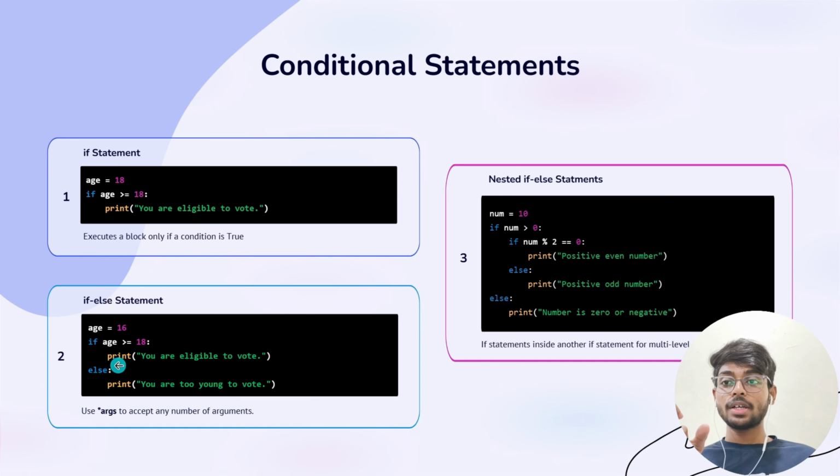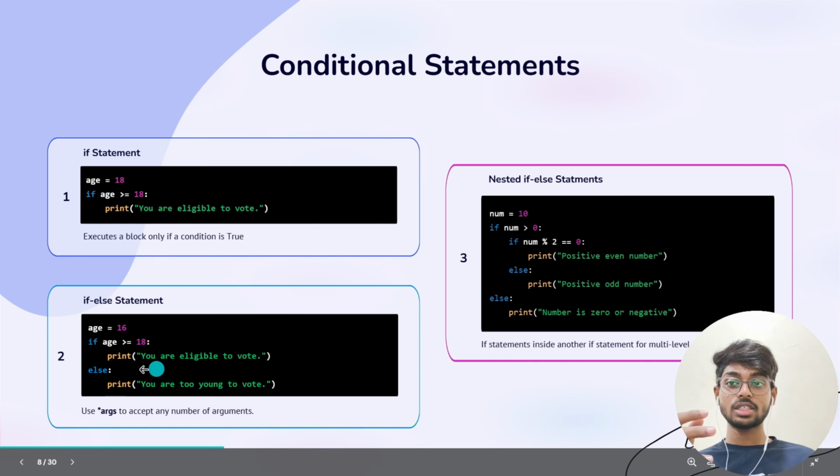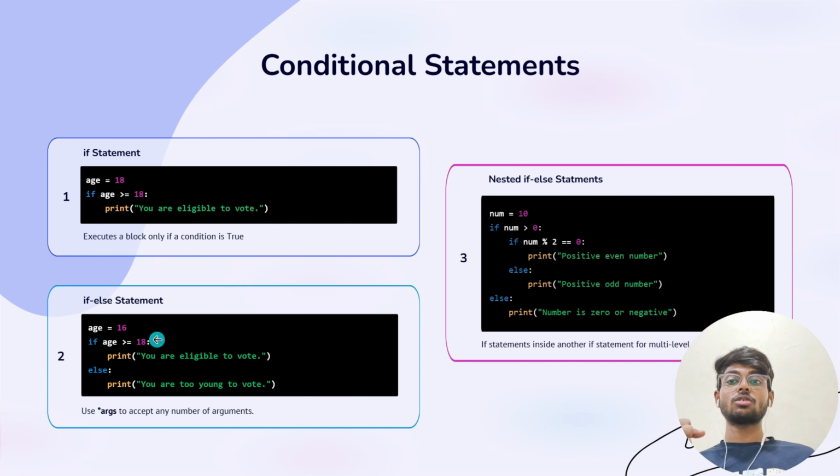So, before the print statement, we have four white spaces so that this print statement goes under the if block. Similarly, this print statement has indentation to come under the else block. Now, whenever age is greater than or equal to 18, it prints the if block, which is print you are eligible to vote.